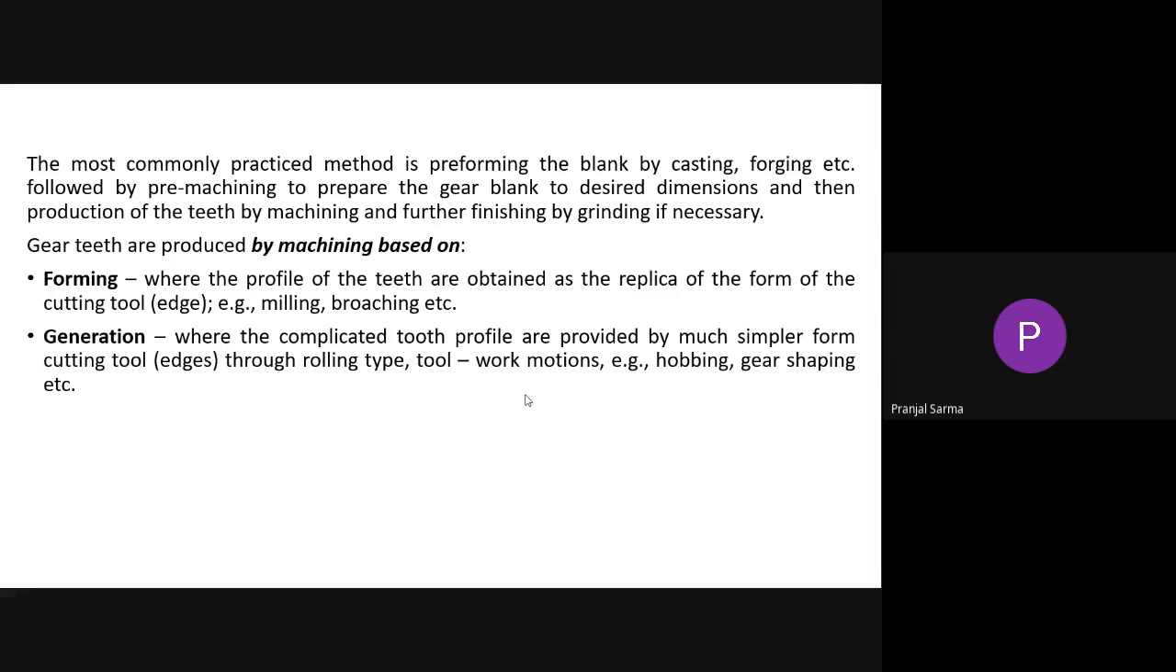Next, we have the gear generation process, or generative process for gears. In gear generation, a complicated tooth profile can be obtained using simpler forms of cutting tools having the required cutting edges, through rolling or by giving the proper relative tool and work motion. Examples of gear generation processes include hobbing, gear shaping, etc.